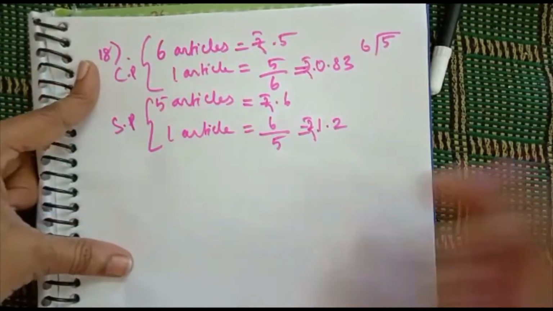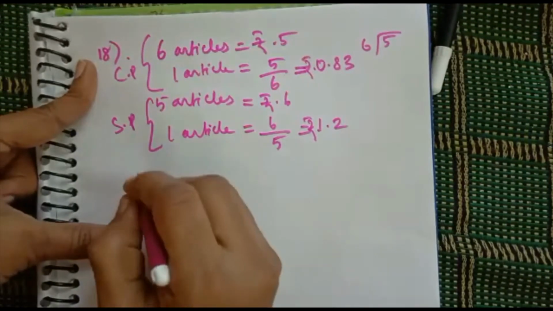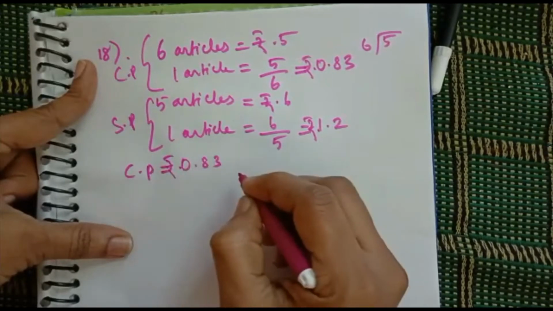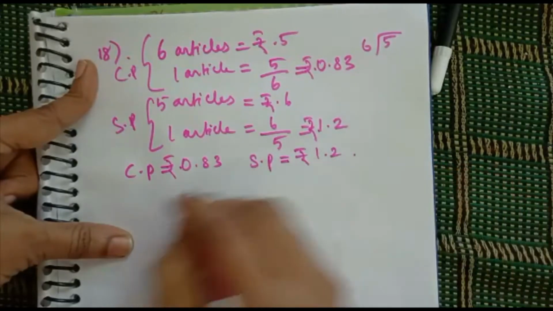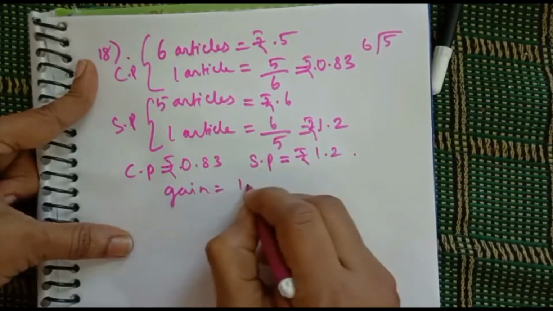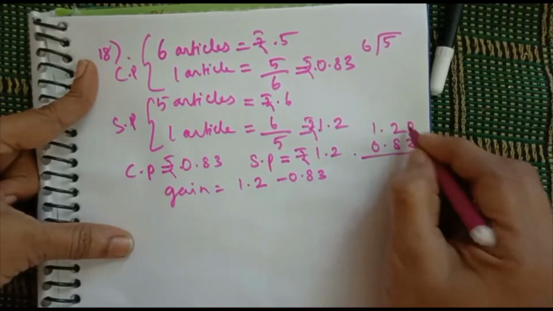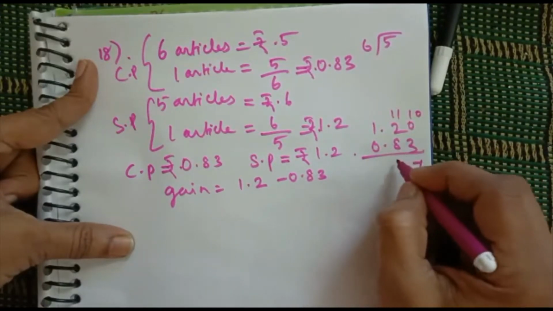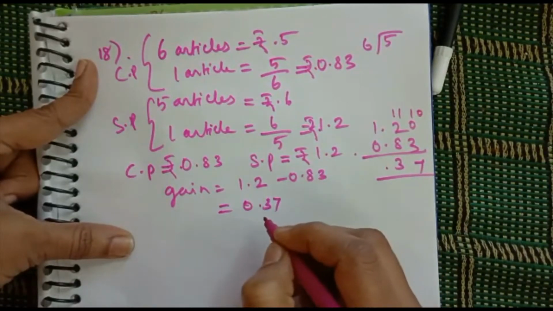Okay students, then listen. Now cost price is equal to 0.83 rupees, 83 paise. Then selling price is equal to rupees 1.2. Here gain is equal to 1.2 minus 0.83, which is 0.37. So gain is equal to 0.37.